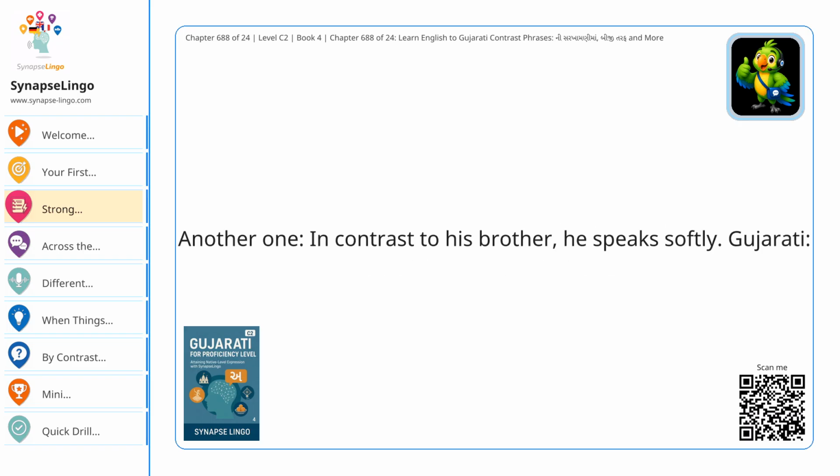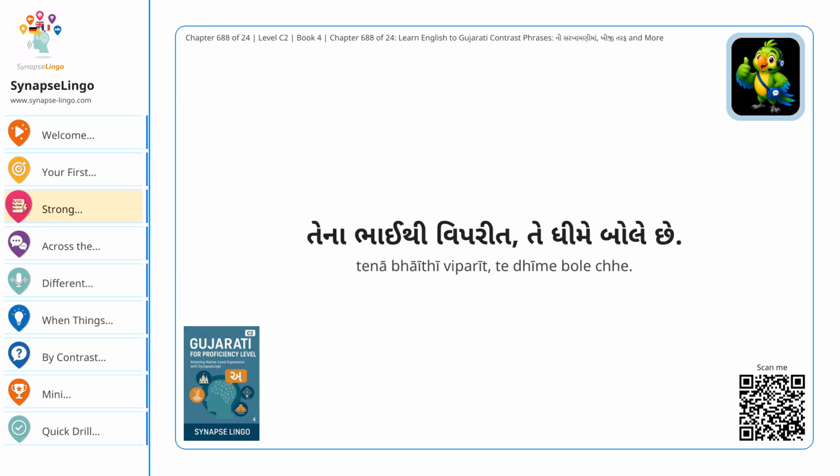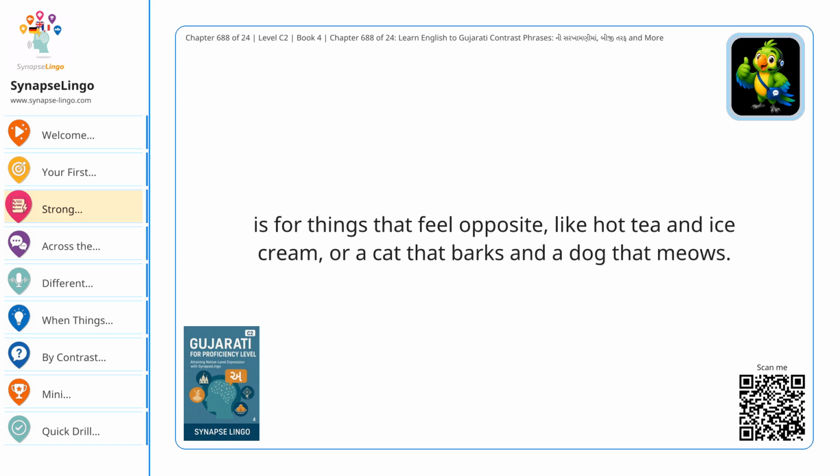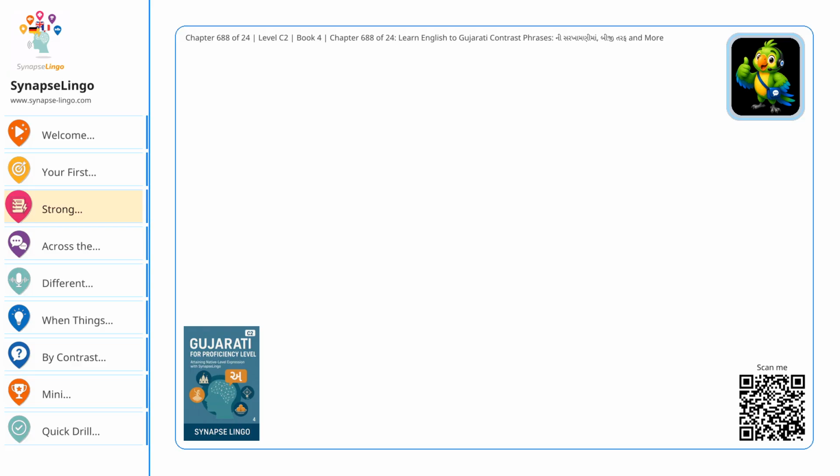Another one. In contrast to his brother, he speaks softly. Gujarati. તેના ભાઈથી વિપરીત તે ધીમે બોલે છે. Memory trick. વિપરીત is for things that feel opposite, like hot tea and ice cream, or a cat that barks and a dog that meows. If that happens, please check reality.